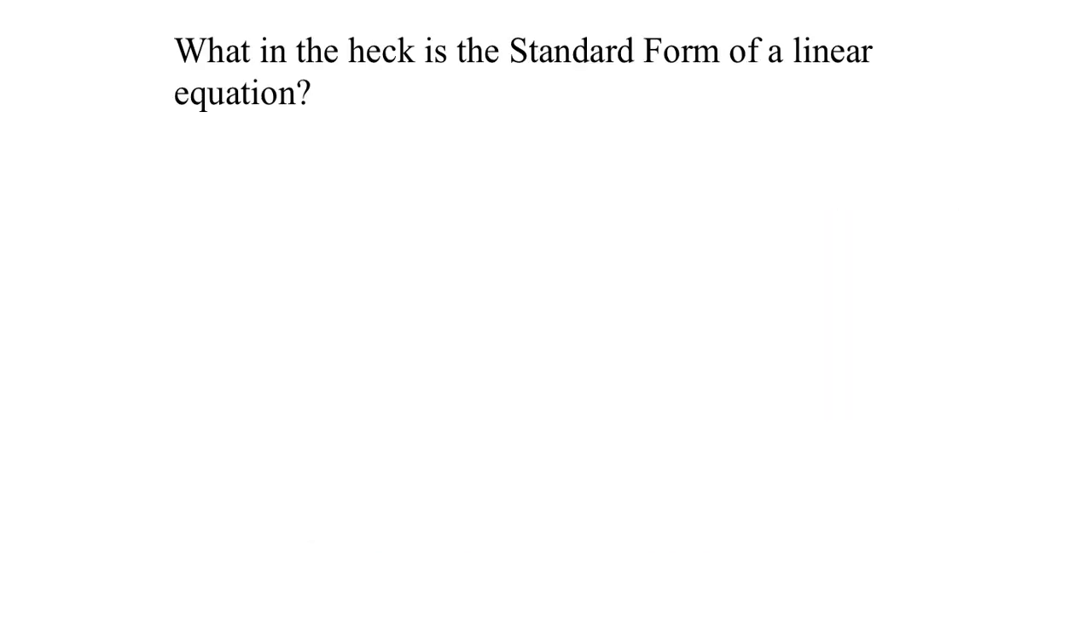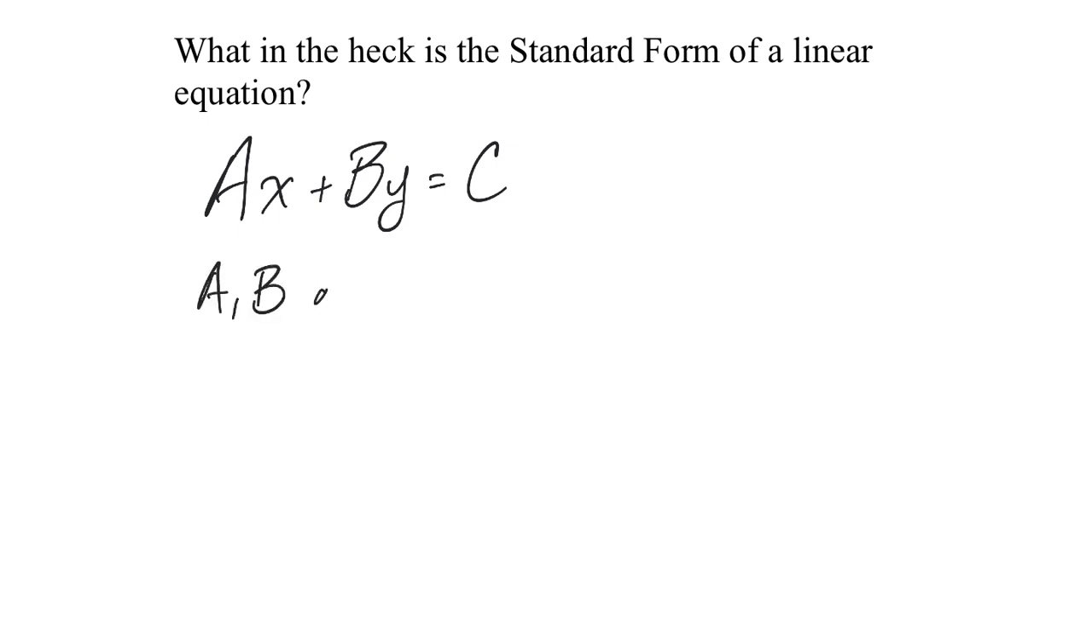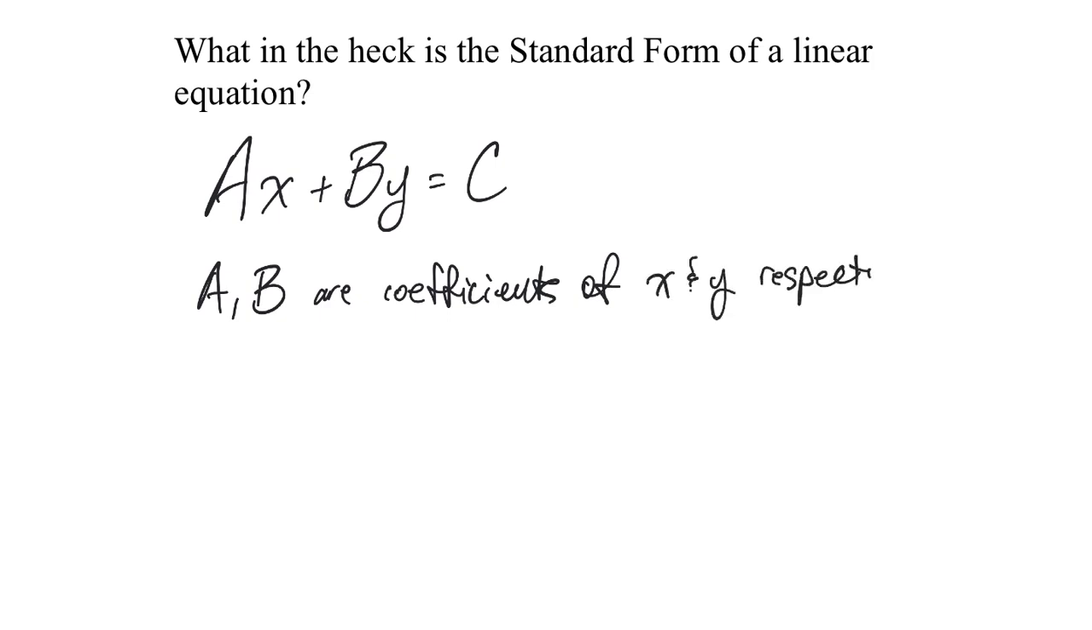What in the heck is the standard form of a linear equation? Well, it looks like this: A times x plus B times y equals C. You'll notice that these are all capital letters. So A and B are coefficients of x and y, respectively. What does that mean? Coefficient means it's the number in front of the variables. C is a constant.